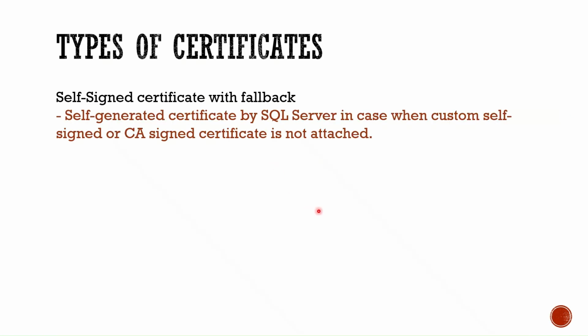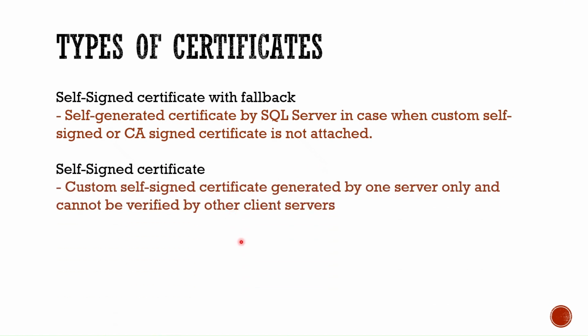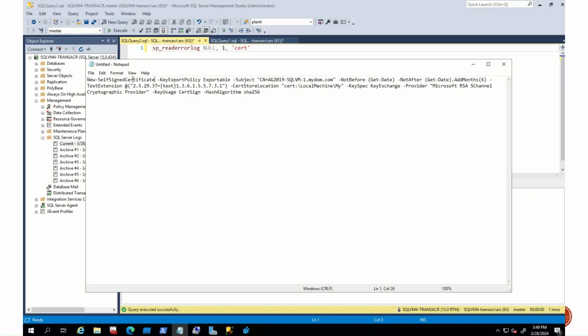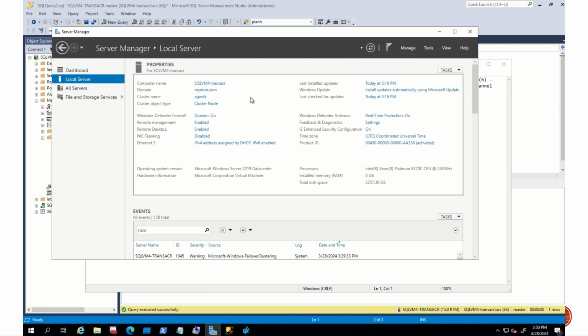The second certificate is a self-signed certificate generated by you, not SQL Server. You can also generate the certificate and attach it to SQL Server. Let's do it. You can use this New-SelfSignedCertificate PowerShell command to create a self-signed certificate.